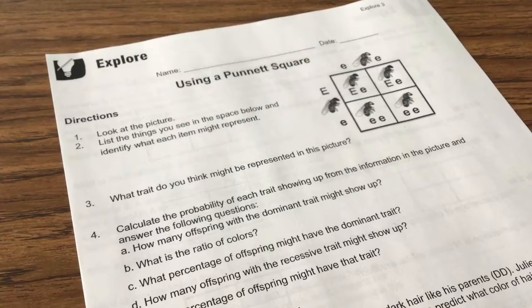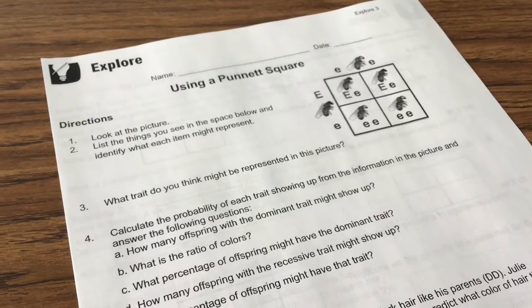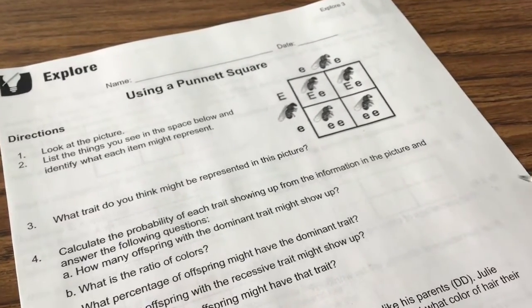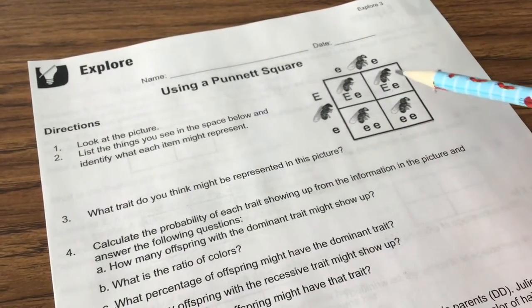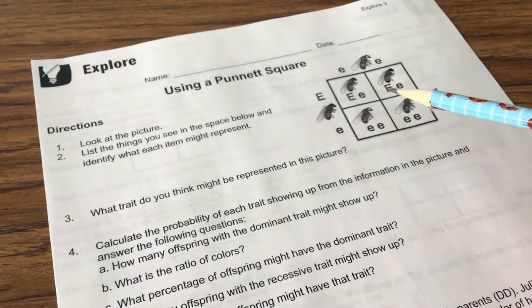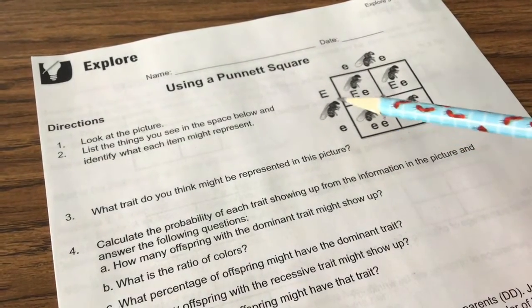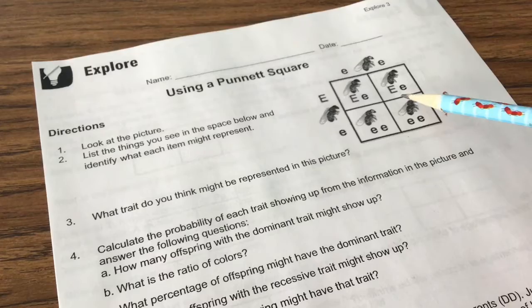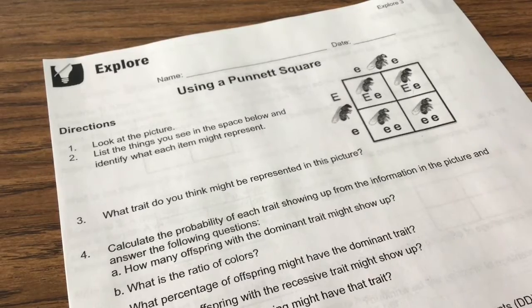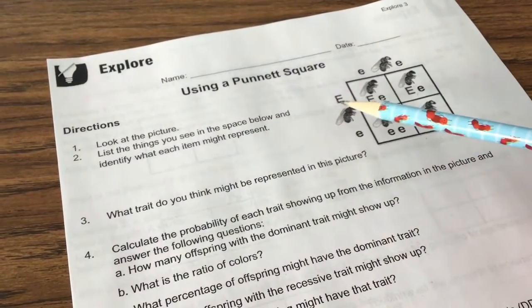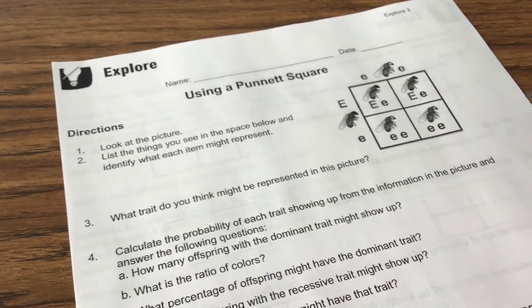Number 1 on the instructions says, look at the picture, list the things you see in the space below, and identify what each item might represent. So if I look over here at the photo, I obviously see that we are looking at bees. I also see that there are letters represented in this diagram. There's a capital E, and there are lowercase e's. If you remember from our monster baby assignment, the capital E is referring to a dominant trait, and the lowercase e's are referring to a recessive trait.